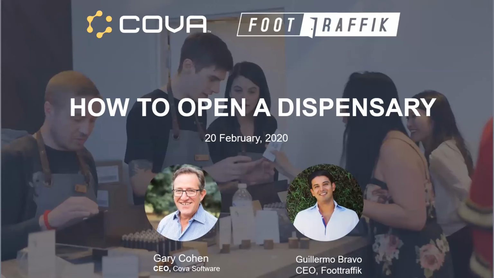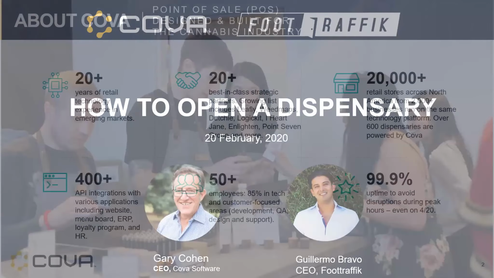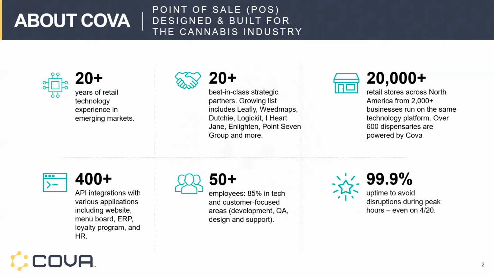Well, let's go ahead and get started. Just a little bit about Cova. We were built specifically for the cannabis industry, and we operate in most of the legal markets in the US and all of Canada. We've grown pretty fast, and I think part of our growth has been a lot of educational sharing with potential dispensary owners. So we do seminars around the continent and just try to deliver best practices and things for you to think about, which is what this is going to be about today.